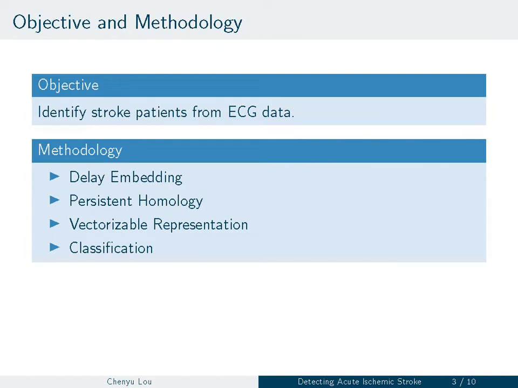The modeling of the data can be broken down into four parts. The first step is to embed a time series into a Euclidean space as a point cloud so that a topological space can be constructed, which serves as a foundation for any further analysis of the time series. Next, with a topological space constructed, persistent homology can be applied to it, which is a tool that tracks the evolution of high-dimensional holes. The result produced by the persistent homology will be recorded through a vectorizable representation, which allows the use of machine learning algorithms to do the classification.